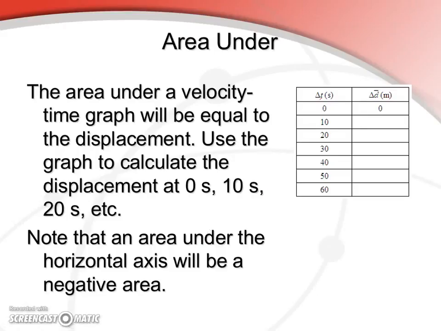So now let's talk about the area underneath the curve. As we've covered before, the area under a velocity-time graph will be equal to the displacement. And we can use the graph to calculate the displacement at various increments. Please do that now, pause the video, and return when you've done that. Don't forget that the area under the horizontal axis will be negative.